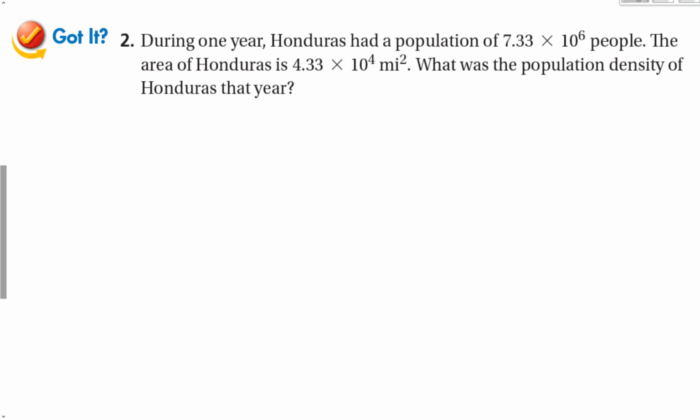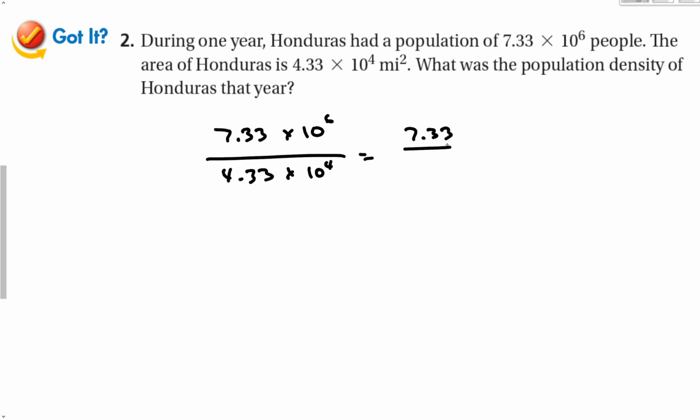During one year, Honduras had a population of 7.33 times 10 to the 6 people. The area of Honduras is 4.33 times 10 to the 4th miles squared. What's the population density? So again, 7.33 times 10 to the 6th divided by 4.33 times 10 to the 4th.